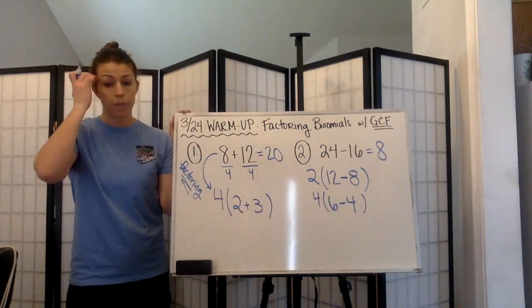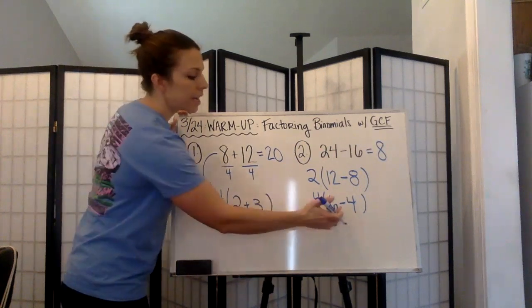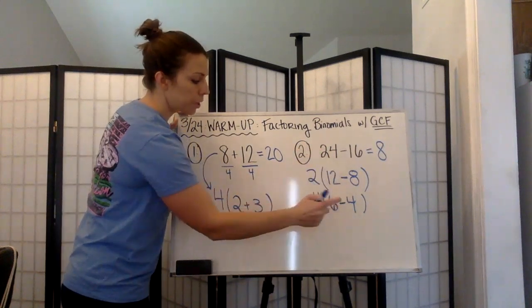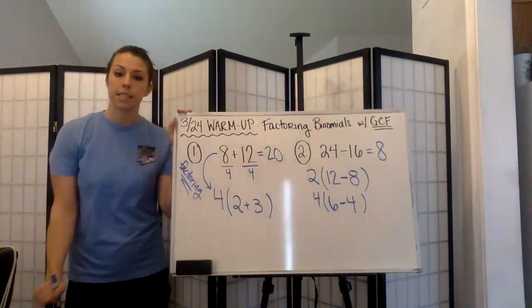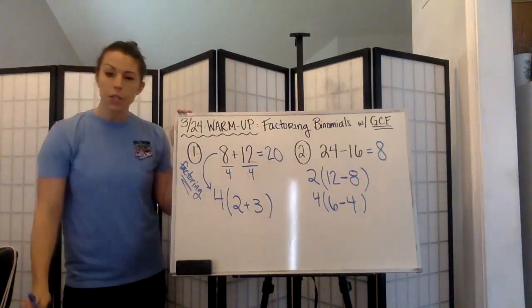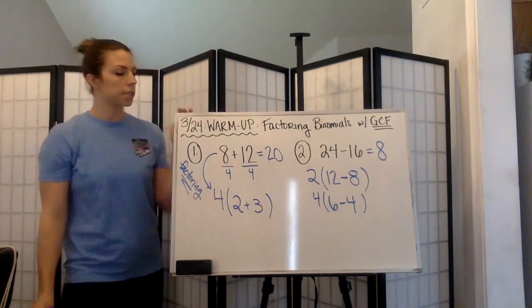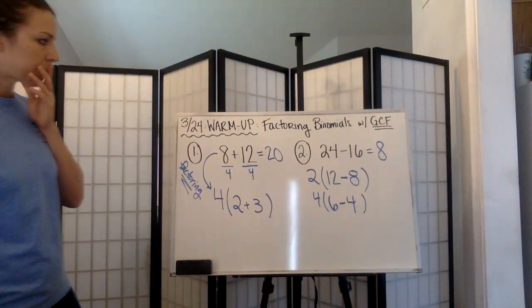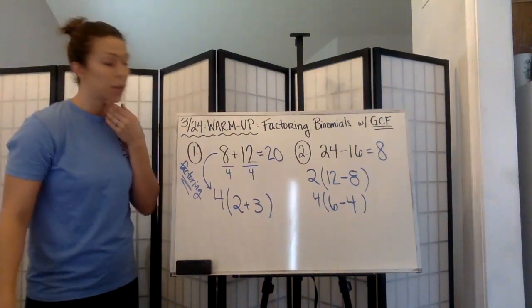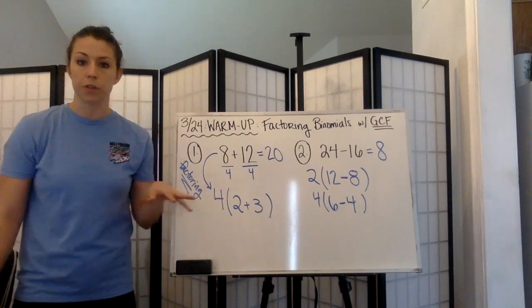If it doesn't have a value of 8, then we know we did something wrong. So let's see. 6 minus 4 is 2. 2 times 4 is 8. Still equivalent. Is there a third way to write this as a product? I think there is. I'm pretty sure 8 is a common factor of 24 and 16.